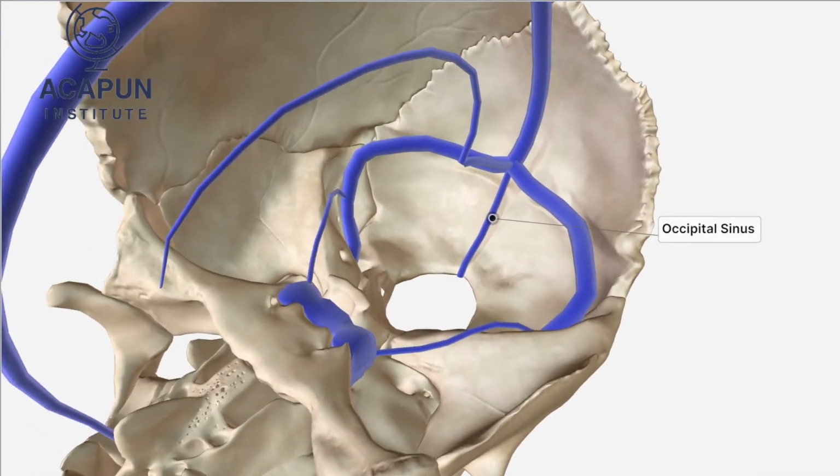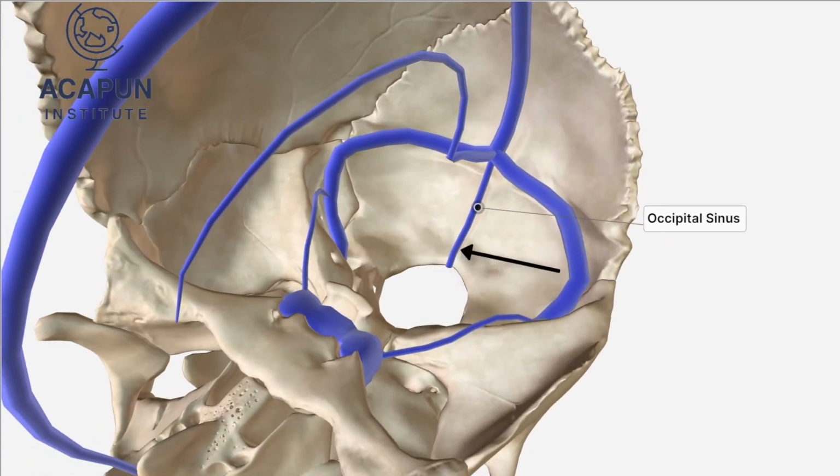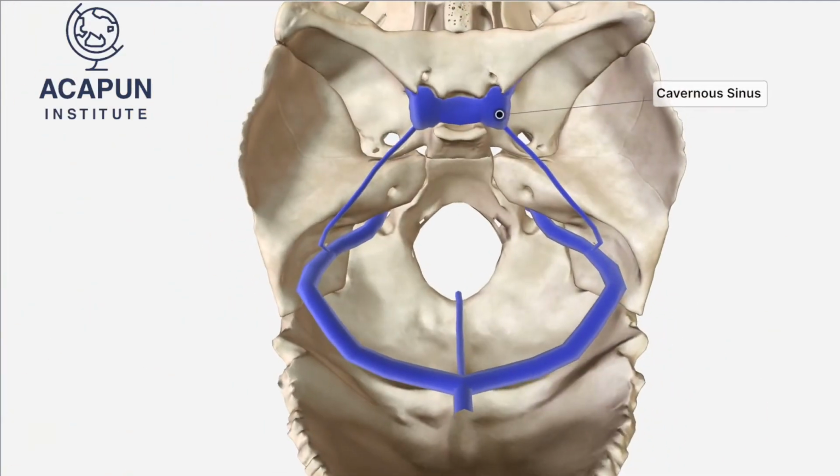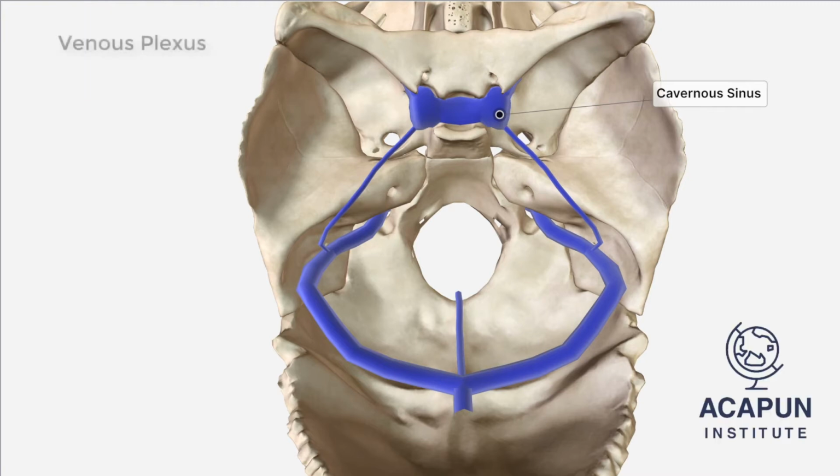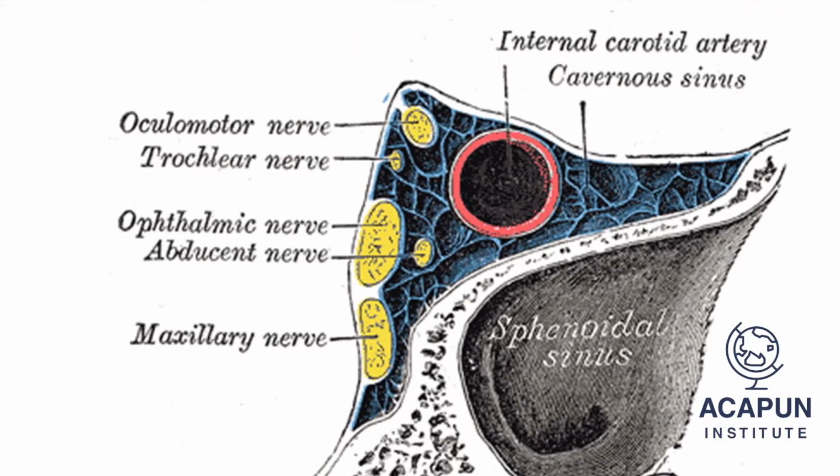I also mentioned earlier the occipital sinus. This sinus extends from the foramen magnum to the internal occipital protuberance. The cavernous sinus is the next sinus to mention. This is an important anatomical landmark due to the structures that traverse this sinus. It's a large venous plexus situated on either side of the sella turcica. A plexus refers to a network of interconnected structures. The cavernous sinus is therefore comprised of multiple thin-walled veins, which is different to the other sinuses we've looked at.